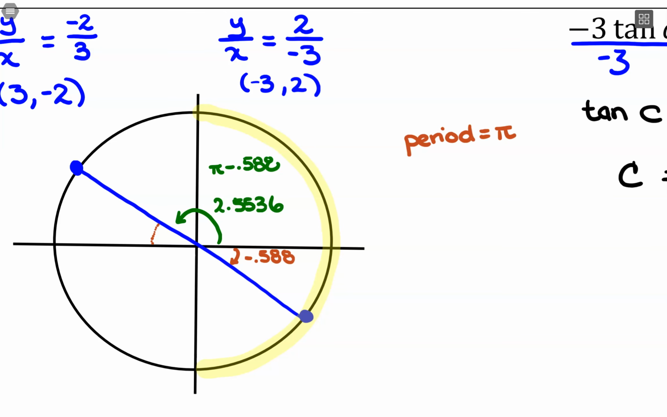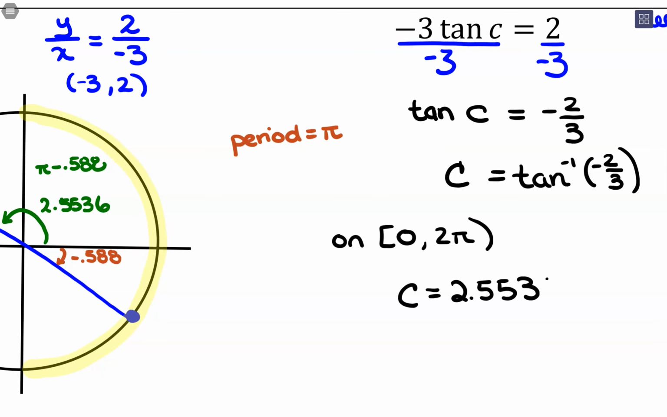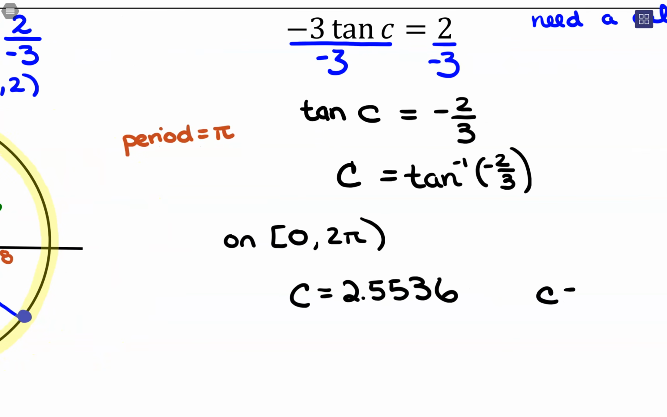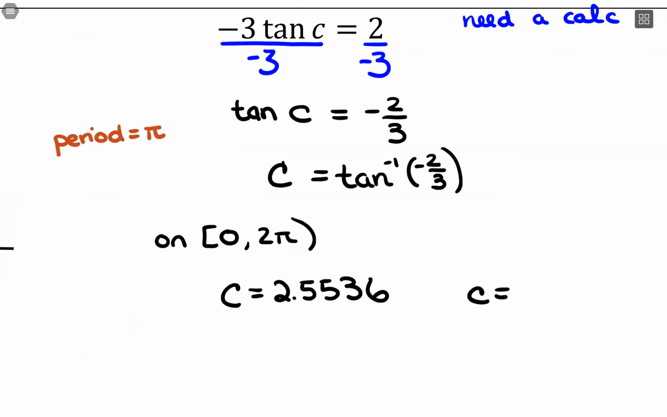All right, so angle measurements. My possibilities, so on 0 to 2 pi, we could have that 2.5536. I can't use that -0.588 because that's not within that interval there, but I can use the coterminal angle. So I'm just going to use 2 pi minus the 0.588, which is 5.6952. So there are my two possibilities from 0 to 2 pi.